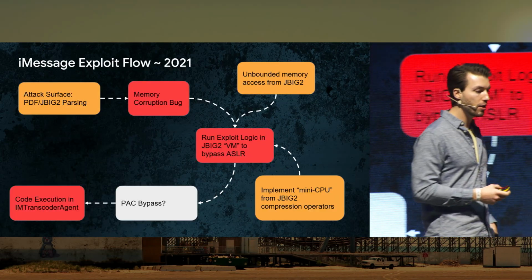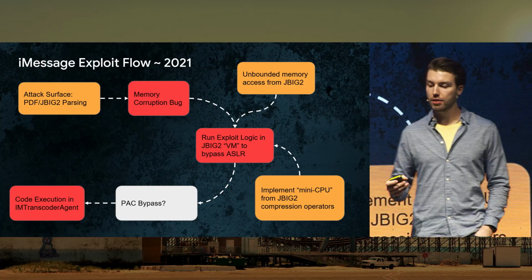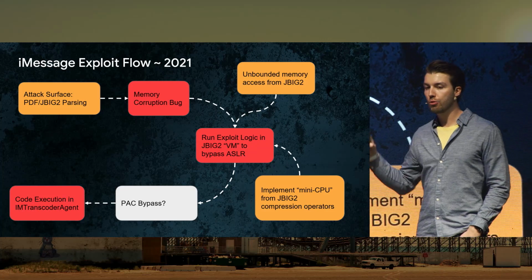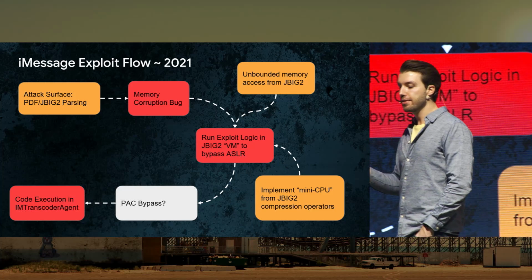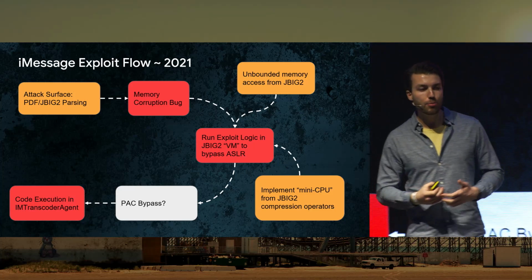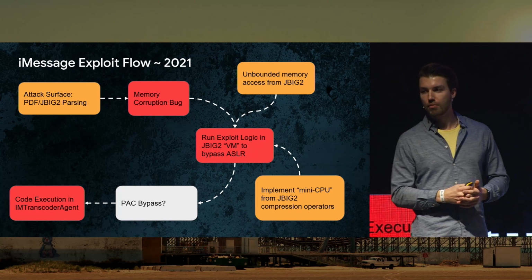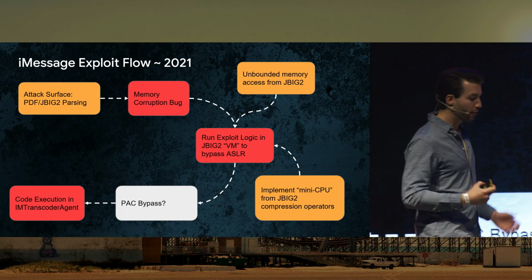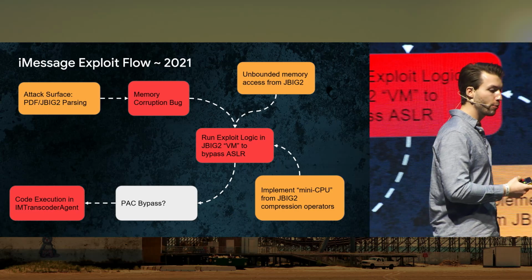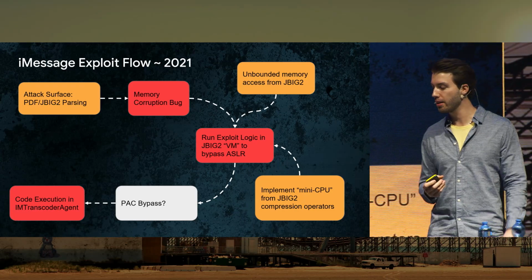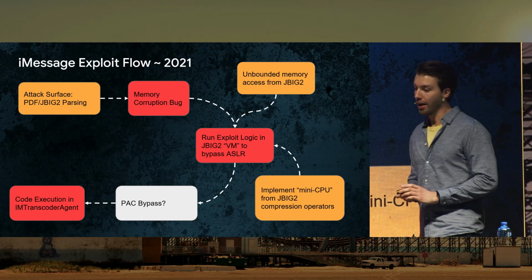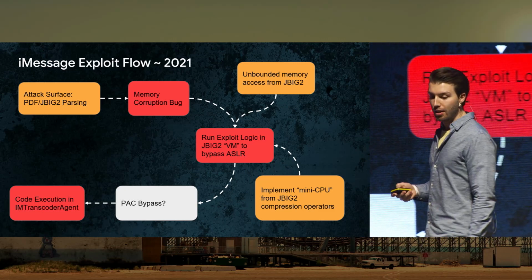Yeah, so here's where we're at. We have the attack surface and the bug, and we break ASLR essentially by implementing a mini CPU from JBIG2 compression operators. It's definitely not like a weekend CTF project building this thing. I think it's quite a lot of effort, but yeah.